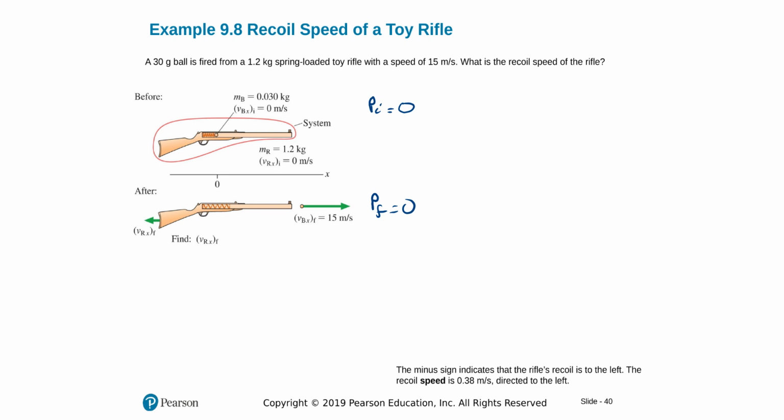All we have to do here is, collisions are easier actually. We'll say P initial is equal to P final. So final momentum should also be 0. Again, keeping in mind they're vectors.